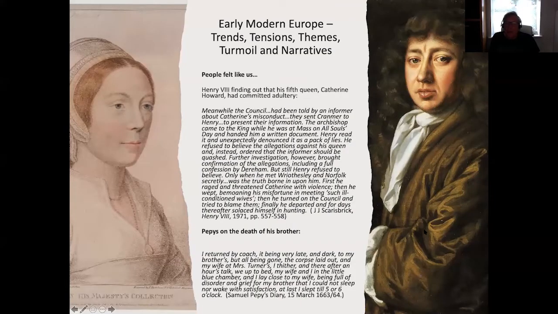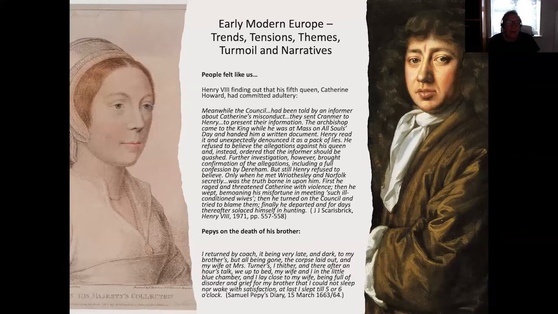And I've given a couple of examples here, just to bring people a bit closer. This is from J.J. Scarisbrick's brilliant biography of Henry VIII. It's quite old now, but I still think it's the best. So if you want to read a good, solid biography of Henry VIII from an excellent political historian, read Scarisbrick. It's still in print, I think.